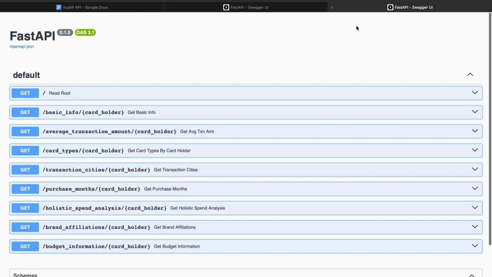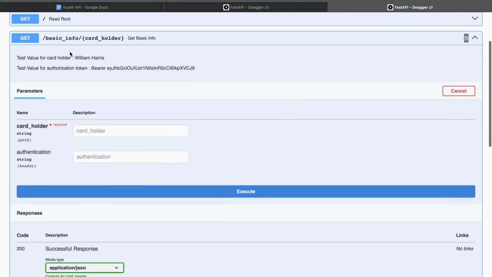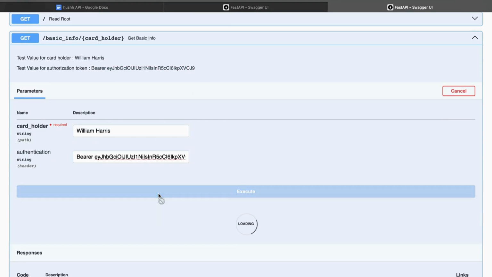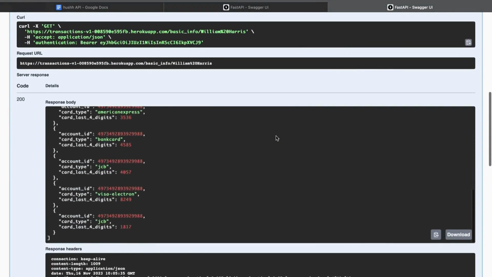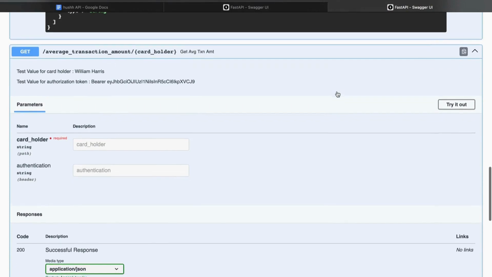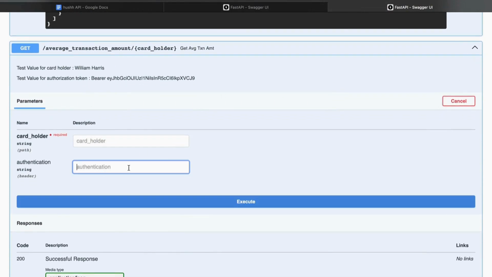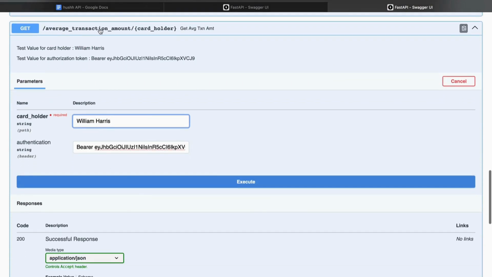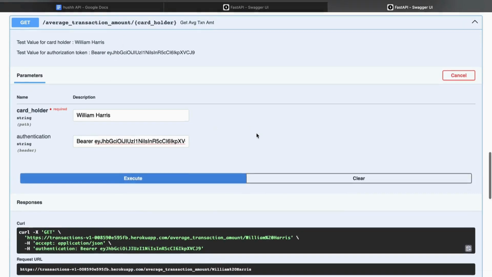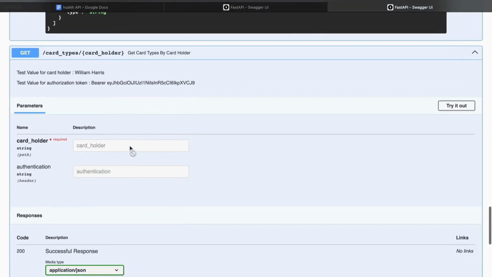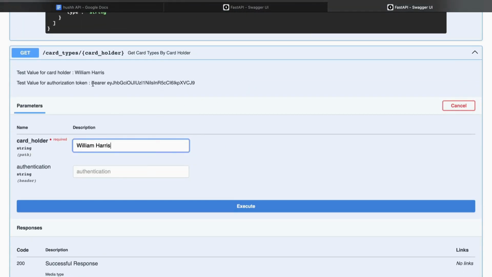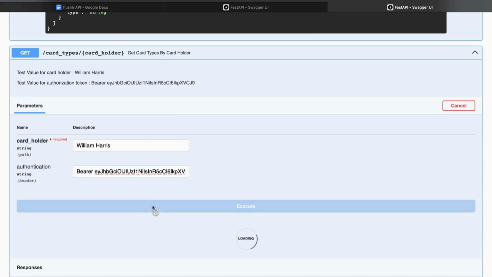We've also added a whole new set of APIs which gives insights based on the transactions of a customer. First up, we have the basic info. It just gives the account ID of the customer along with all the cards associated with it and the card types the customer has. Another very important insight is the average transaction amount of a customer. So we take up all the transactions of a customer, we analyze them, and we give you the average transaction amount of a customer. We have an API which gives you the card types each customer holds.